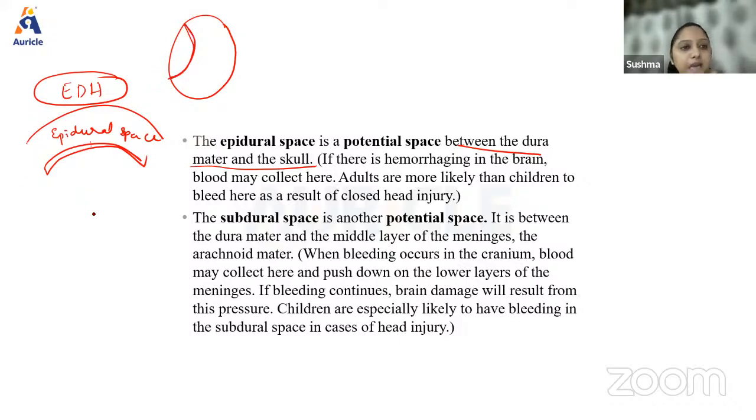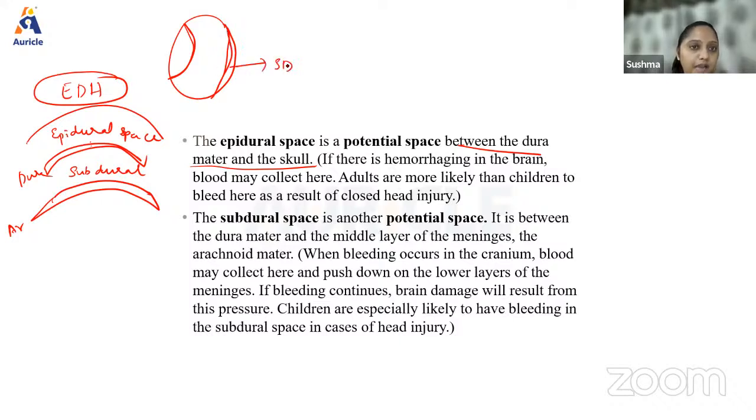Now, the subdural space is the potential space between the dura mater and the arachnoid. This is my dura mater. The next layer of the meninges is the arachnoid matter. Between the dura mater and the arachnoid matter, I have the subdural space. If there is any injury in the subdural space, it forms a concavo-convex hemorrhage like this. It is called a subdural hemorrhage, which is very common in elderly people.